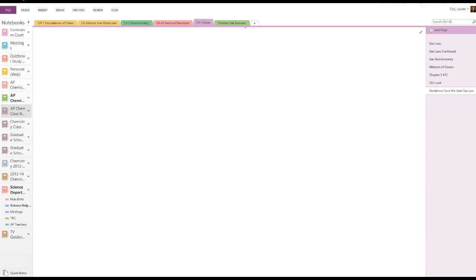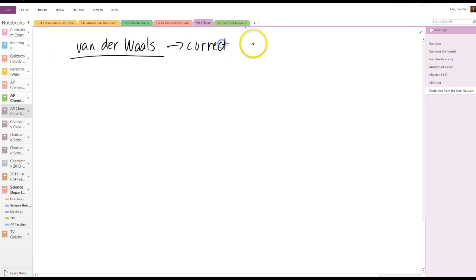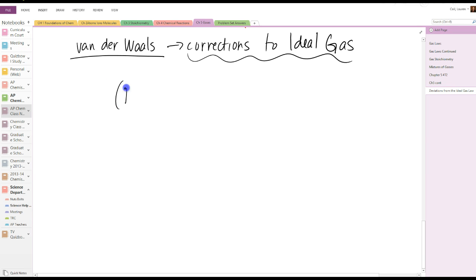So the way we show these deviations mathematically is using an equation called the van der Waals equation. And this equation makes corrections to the ideal gas law for real gases. It is not important that you know how to use this equation, but just that you understand where these corrections come from. Okay, so this equation looks like this. (P + an²/V²)(V − nb) = nRT, where n is the number of moles and V is volume. I'll talk about what a and b are in just a second.